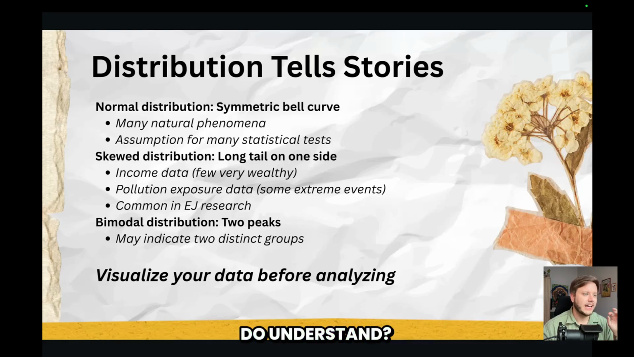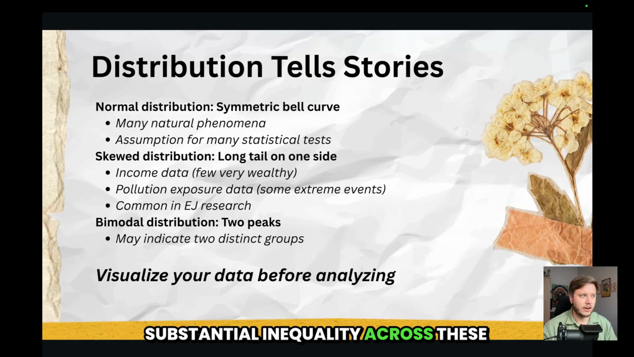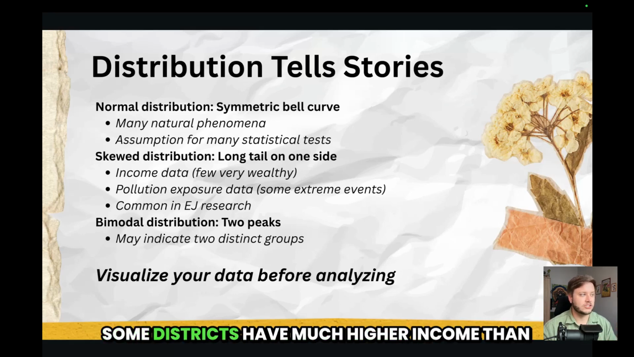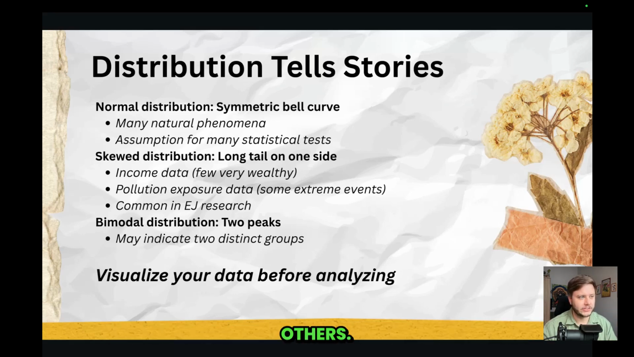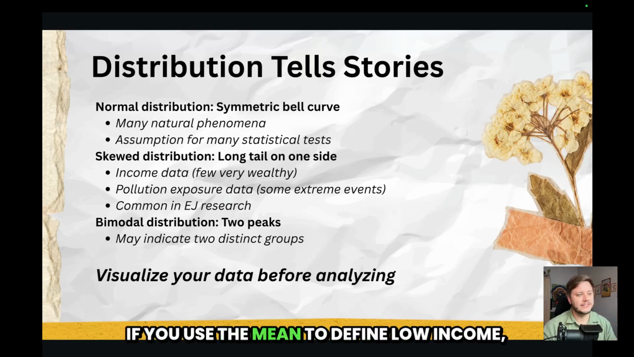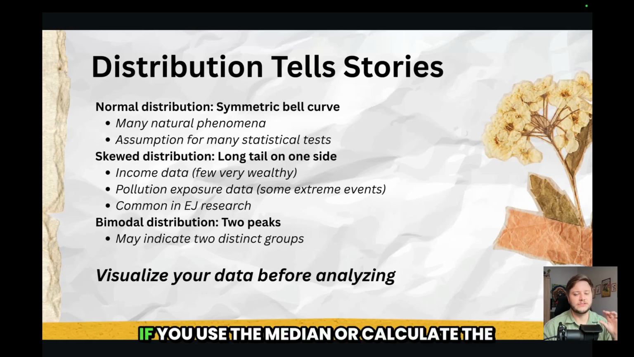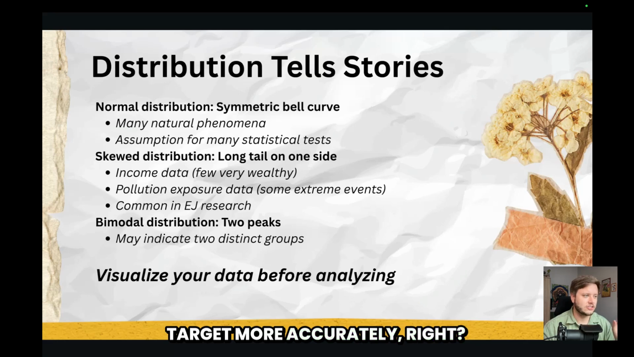Do you understand? High standard deviation indicates substantial inequality across these different districts. Some districts have much higher income than others. And this matters for targeting interventions, right? If you use the mean to define low income, you'll miss many struggling households. If you use the median or calculate the district specific thresholds, you may target more accurately, right? Descriptive statistics can guide this design and decision making.